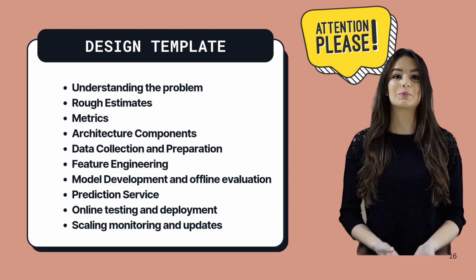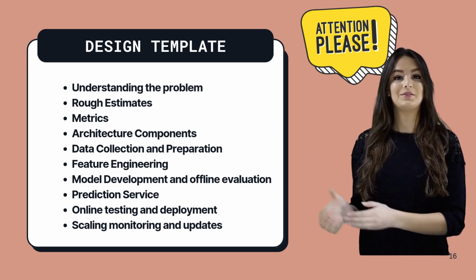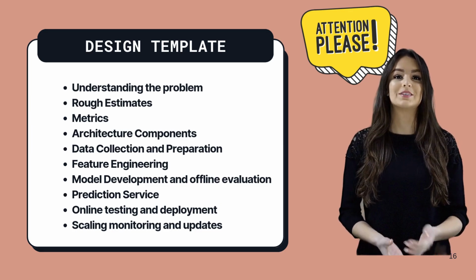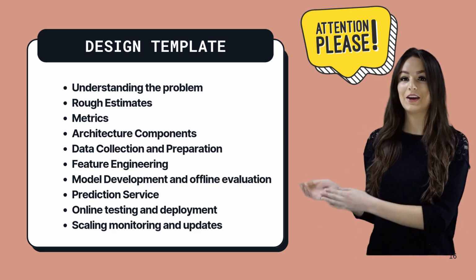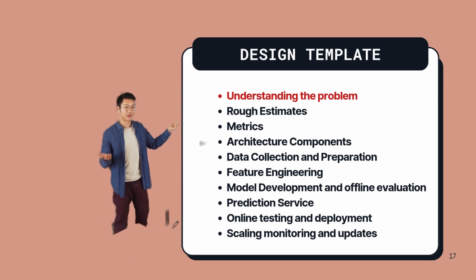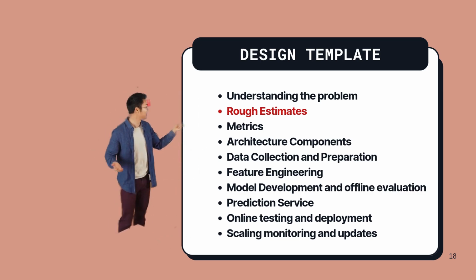Alright, so this is super important. If you're wondering how to even tackle an ML system design problem, this is your go-to template. Think of it like a roadmap, a step-by-step guide through every major piece you need to cover in your design. The first thing you need to do is make sure that you have a clear understanding of the problem. Next, rough estimates.